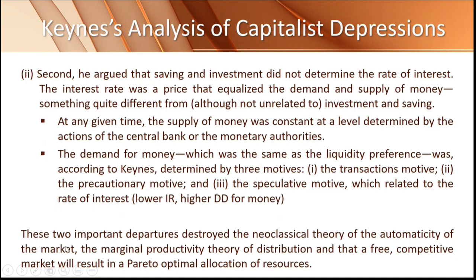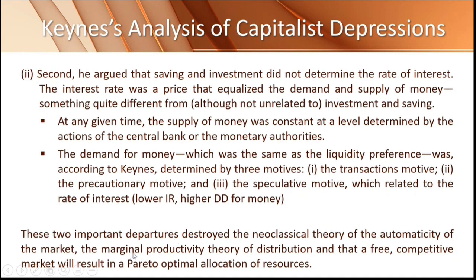Right? Okay. These two important departures destroy the neoclassical theory of the automaticity of the market. I mean, the market cannot automatically correct itself, nor does the marginal theory of distribution hold, nor does the free and competitive market result in Pareto efficiency. So neoclassical or classical economists will say that the price mechanism automatically equates the market in an efficient and fast way, but Keynes's analysis actually says they are not, right? Because of these few reasons.